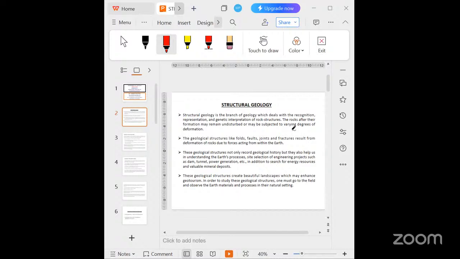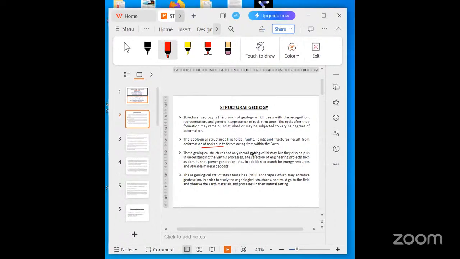The rocks after their formation may remain undisturbed or may be subjected to varying degrees of deformation, right? So the geological structures like faults, folds, joints, and also fractures result from deformation of rocks due to forces acting from within the earth. So what are these geological structures? Folds, faults, joints, and fractures.